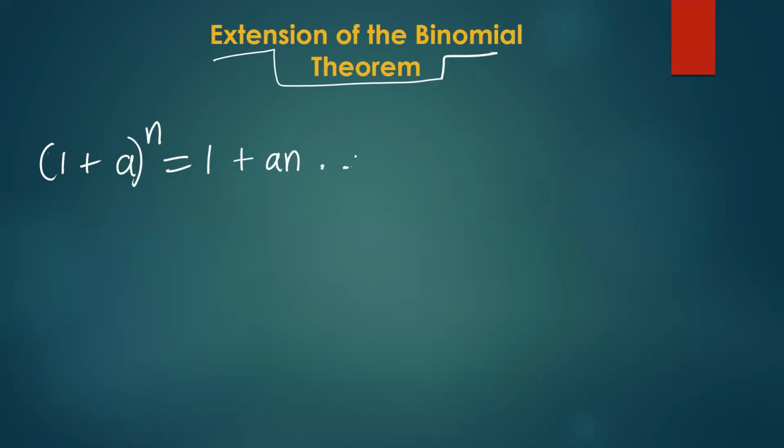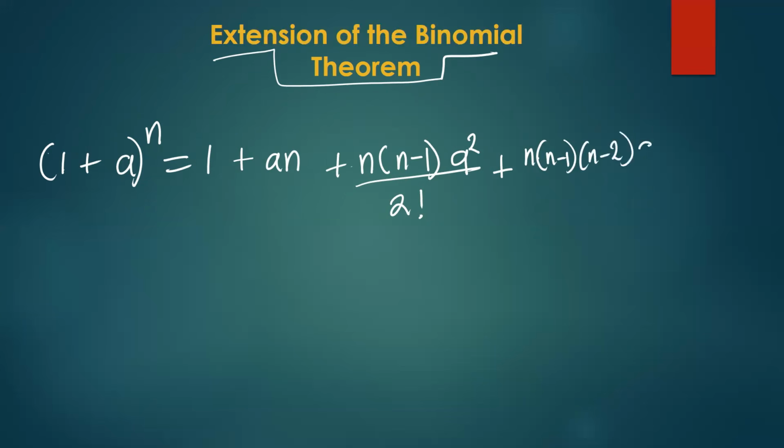Let me also write the third term. The third term is n, open brackets, n minus 1, then you have a to the power 2, over 2 factorial. The fourth term becomes n, open brackets, n minus 1, n minus 2, then we have a to the power 3, and everything over 3 factorial. Then we continue like that. So this is the extension.